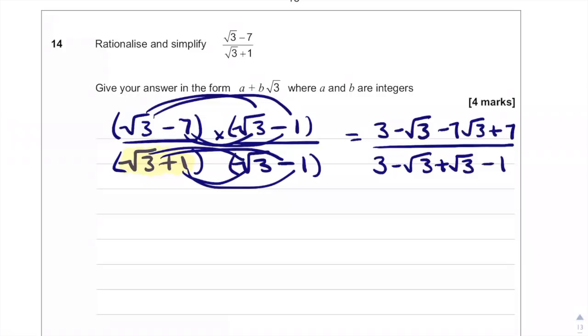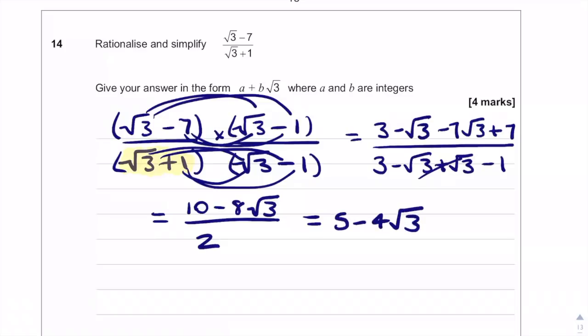Now we can simplify both the denominator and the numerator of this fraction. So we get the 3 plus the 7, which is 10, and we get the minus root 3 minus 7 root 3, which is minus 8 root 3. The denominator, we've got 3 minus 1, which is 2, and then the minus root 3 and the plus root 3 simplify to 0. So we get (10 minus 8 root 3) all over 2. So we just need to divide each term by 2. So we get 5 minus 4 root 3. And that is our final answer because it's in the form a plus b root 3, where a is 5 and b is minus 4.